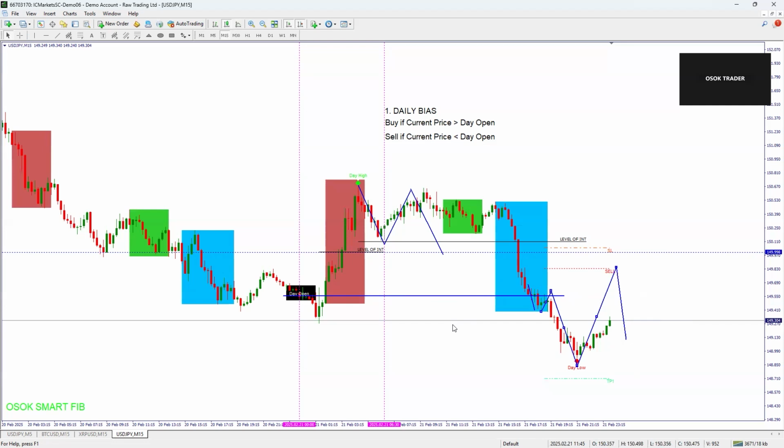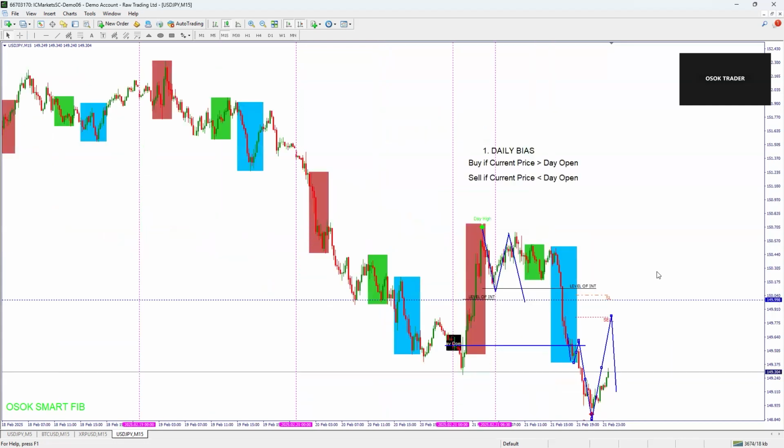So the updates that have been made are basically this presentation of the daily open level by label and by line. And then secondly, the daily high and daily low. And then the Fibonacci zones are as you see there.